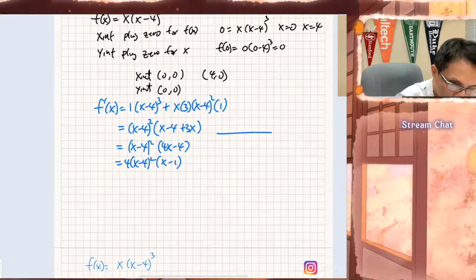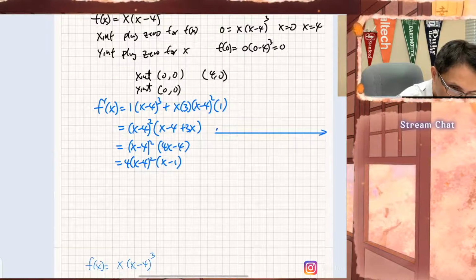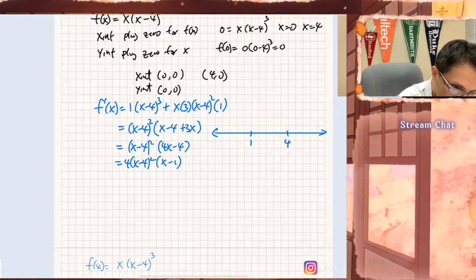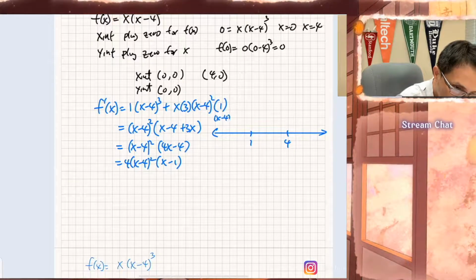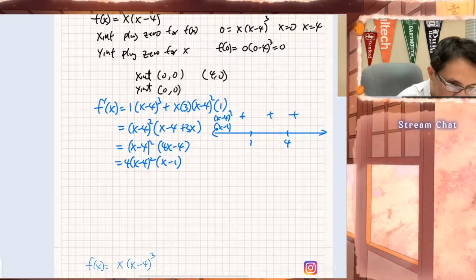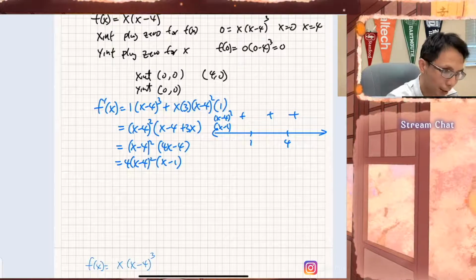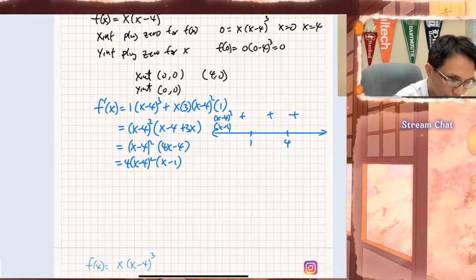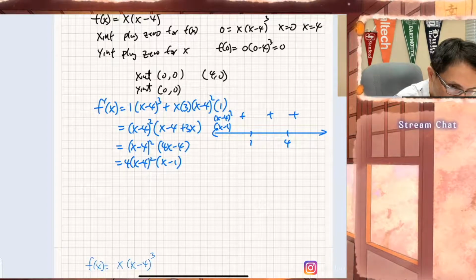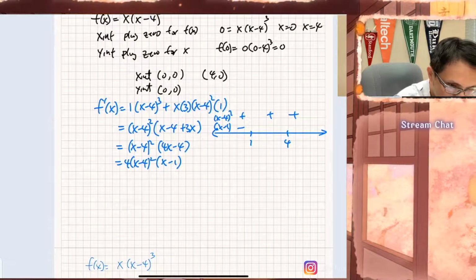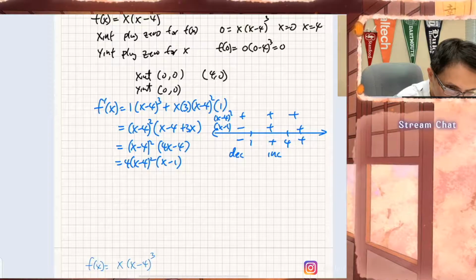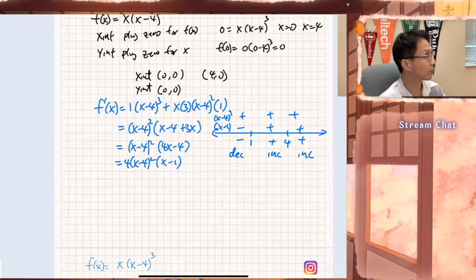With this one, I can do a number line test. I did 3 now. At 1 and at 4, I'm going to do x minus 4 squared and x minus 1. So here it's going to be positive all the way through because it's something squared. It's not square minus 4. It's something squared, and you obviously square everything. And then if you plug in 0, that is going to give you a negative. If we plug in 3, it's positive, positive, positive, positive, negative. Decreasing, increasing, increasing.